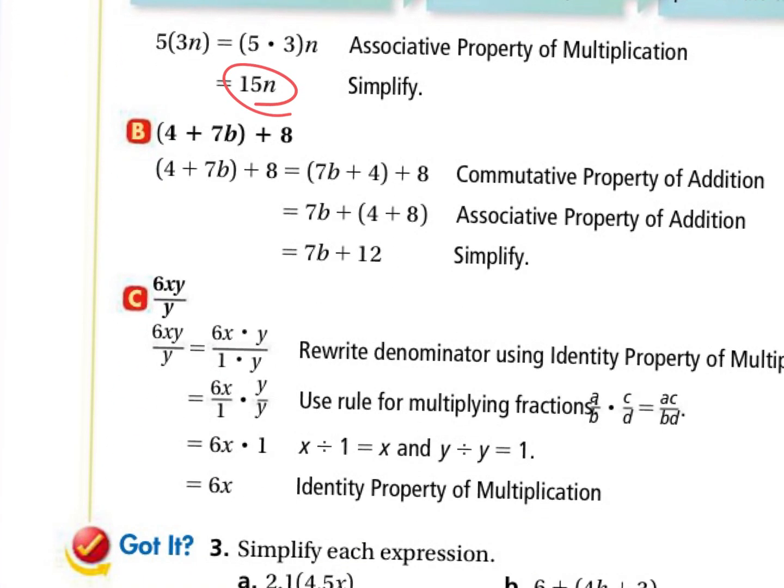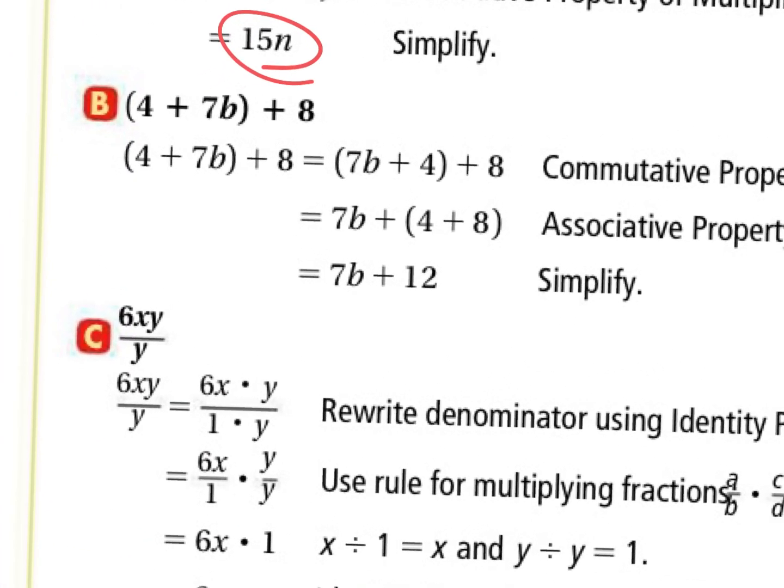Part B, these are all just being added, so we don't really need the parentheses. So really we could just look for like terms to combine. You can see 4 plus 8. Those would be like terms. 4 plus 8 is 12, so 12 plus 7b, or if you rearrange it, 7b plus 12 would work.